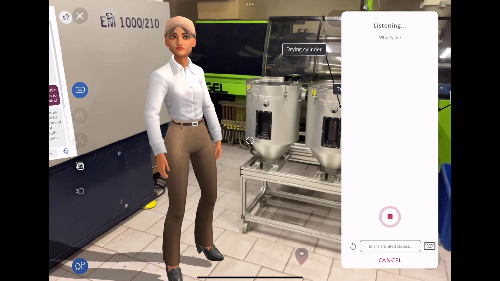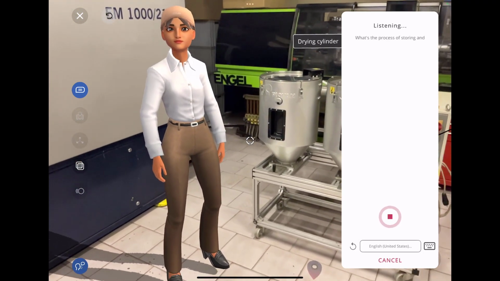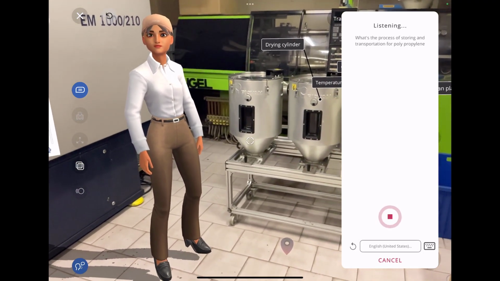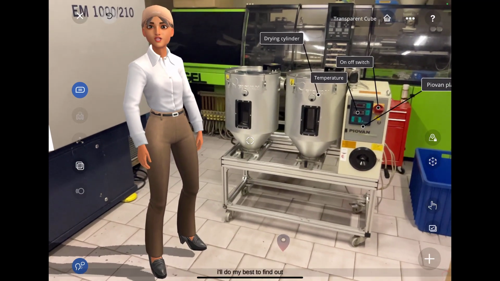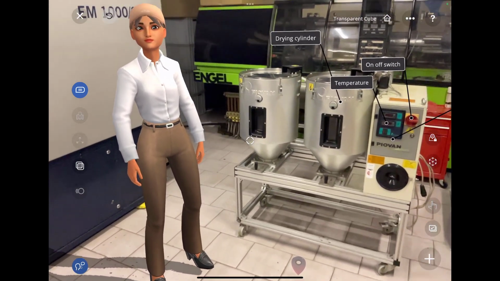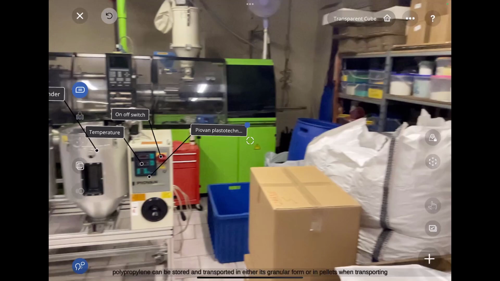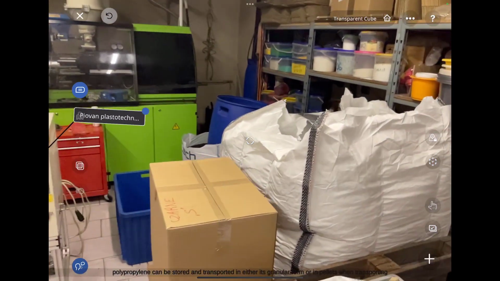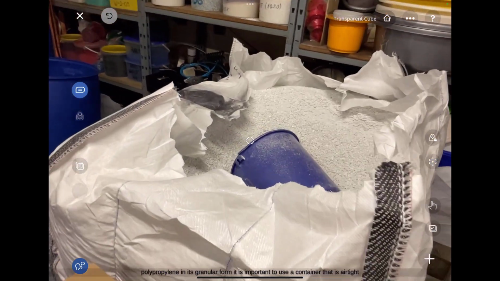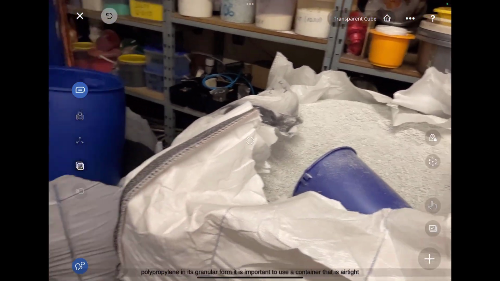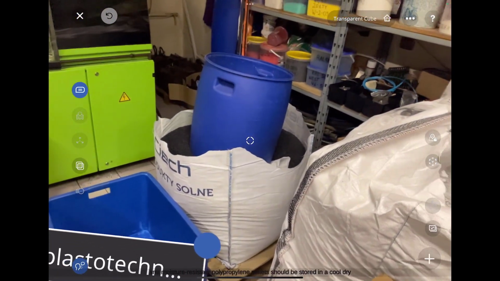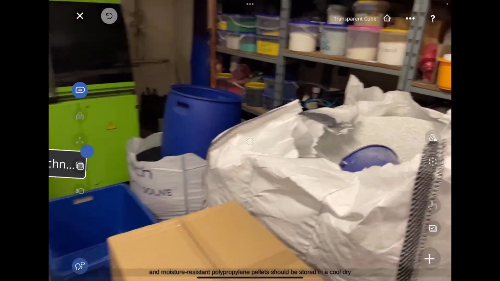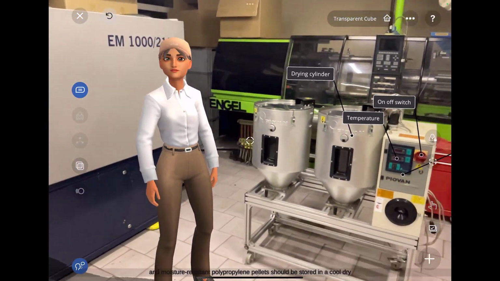What's the process of storing and transportation for polypropylene? Polypropylene can be stored and transported in either its granular form or in pellets. When transporting polypropylene in its granular form, it is important to use a container that is airtight and moisture resistant. Polypropylene pellets should be stored in a cool, dry place.